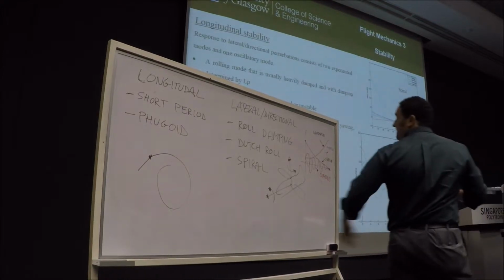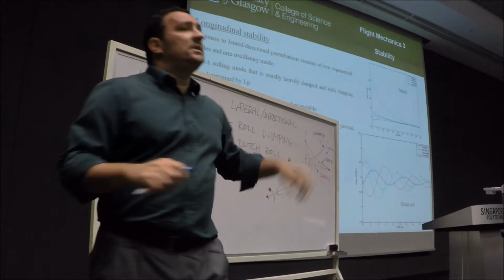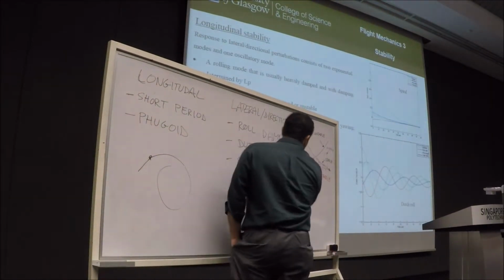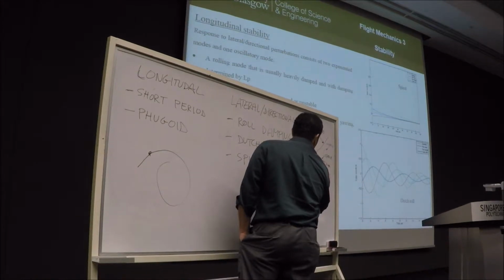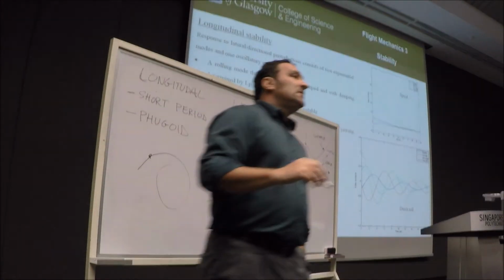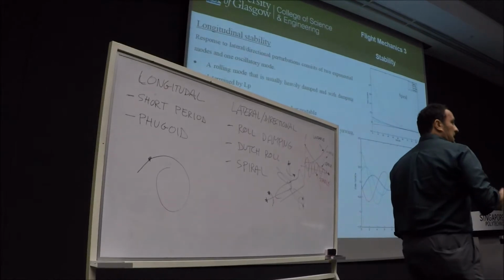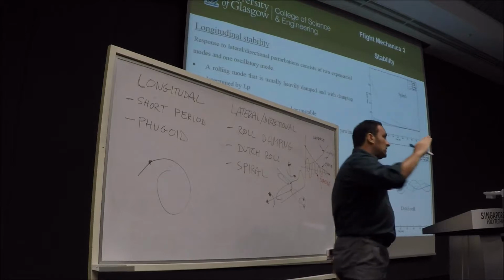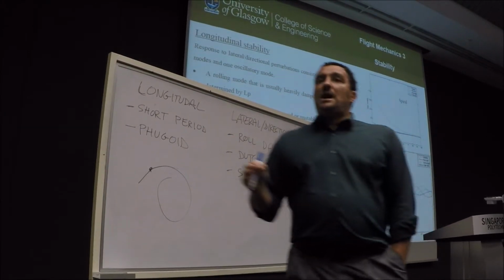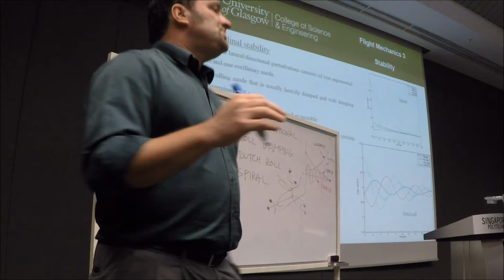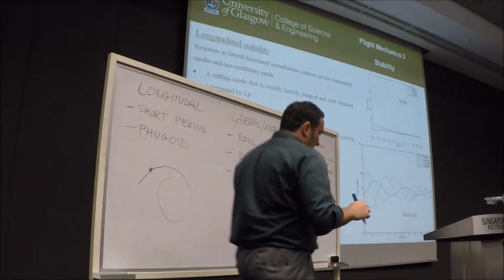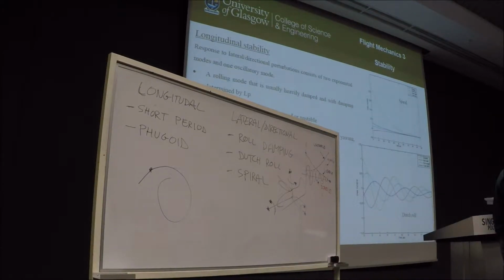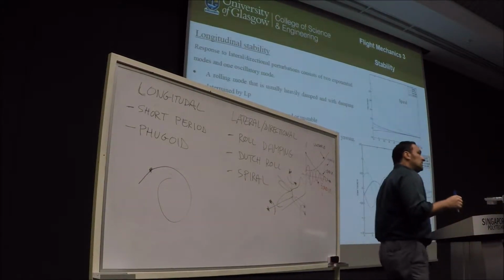Stability, short period. Short period is a disturbance in pitch around the y-axis. It causes the aircraft to change its pitch rate and its pitch attitude, nose up or nose down. But it is a perturbation that is generally highly damped, so the aircraft recovers quickly from this type of perturbation.